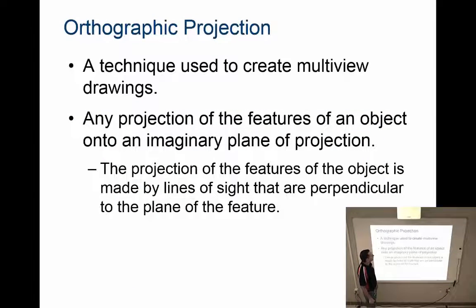So we're going to talk about orthographic projection as the technique for creating a multi-view drawing. Right? The training wheel is the simplest way to start or think about this process. The idea is that any projection of the features of an object onto an imaginary plane is our orthographic projection. The projection of the features of the object made by lines of sight that are perpendicular to the planar feature. So when I draw a multi-view drawing, I'm looking at that surface and I'm not considering depth, just what I would see if I were looking directly at it at a 90-degree angle.